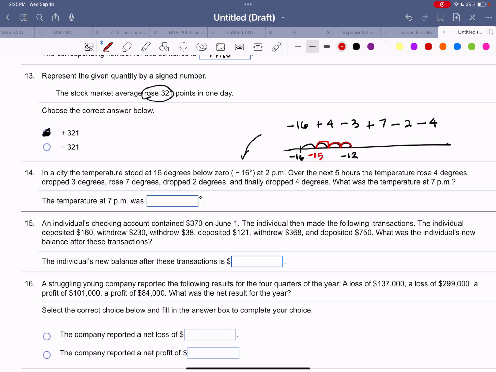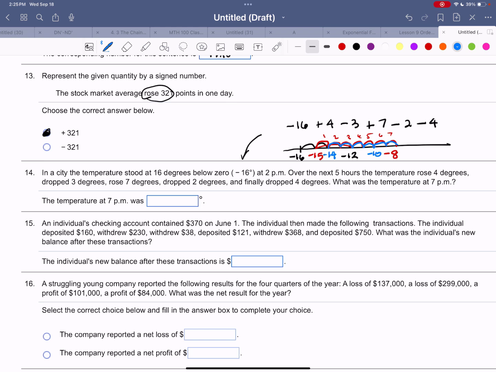Now we're going to go 7. Negative 15, 14, 13, 12, 11, 10, 9, 8. So now we're at negative 8 degrees because we went from 15 and we went up 1, 2, 3, 4, 5, 6, 7. Then we're going to go down by 2, so we're going back down by 2. That's going to put us at negative 10. And now we're going to go down by 4 more. 1, 2, 3, 4. We're going to be at minus 14.